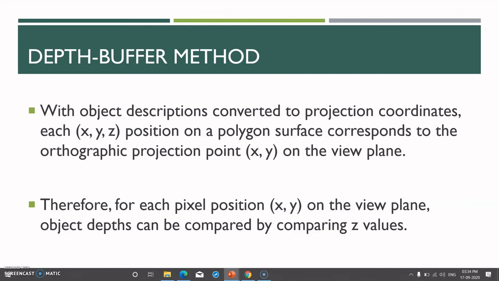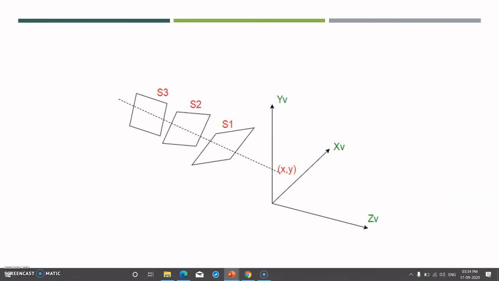It is only XY on the view plane because we are viewing through the Z axis. Therefore, for each pixel position X, Y on the view plane, object depths can be compared by comparing the Z values. So this is a figure which shows three surfaces at varying distances S1, S2, S3 along the orthographic position line from position X, Y on a view plane taken as the X, Y plane. Okay, so here the surface S1 is closest at this position. So its surface intensity value at X, Y is saved and kept.